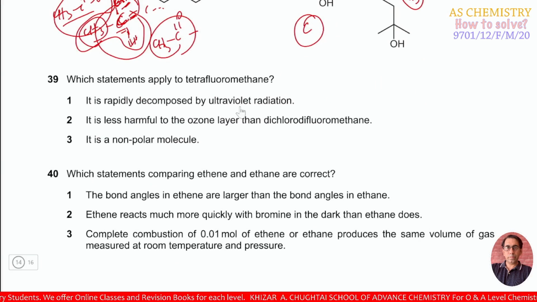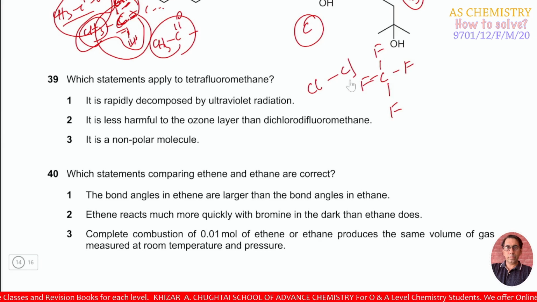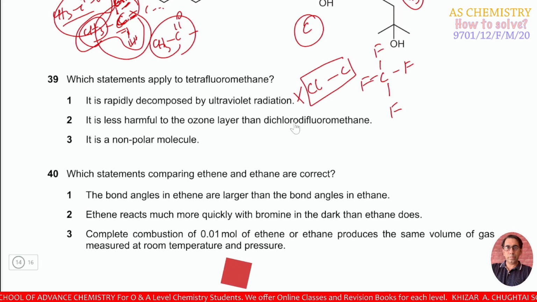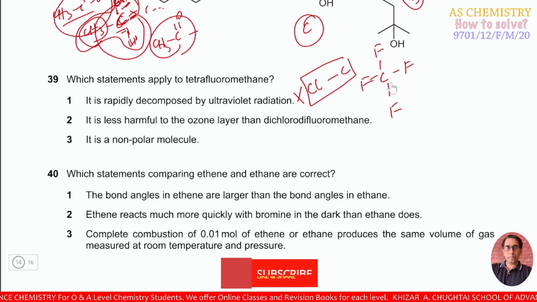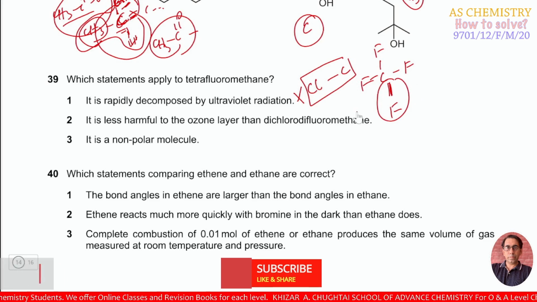Which statements apply to tetrafluoromethane? It is readily decomposed by ultraviolet radiation. No. In the presence of ultraviolet radiation, the decomposition is of the C-Cl bond. The C-Cl bond readily decomposes in the presence of UV light. So the first one is the incorrect option. It is less harmful to the ozone layer than dichlorodifluoromethane. Yes, because there is less chance of formation of radicals, and it cannot be decomposed by ultraviolet radiation. So yes, it is true.